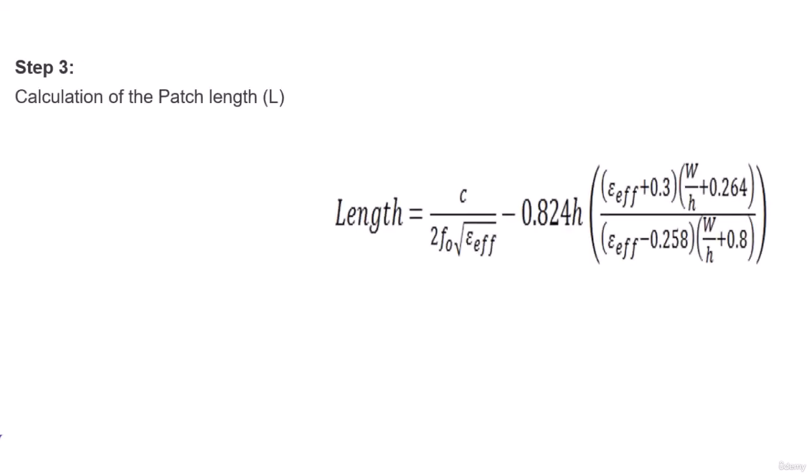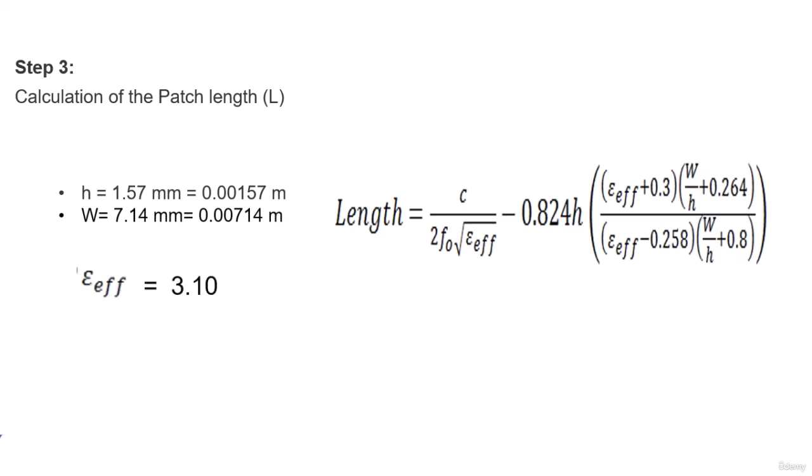In step 3, we will calculate the length of our patch antenna. We will follow this expression. In order to calculate the length, we will substitute the height, which is 0.00157 meter, the height of the dielectric. We will put the width, which is 0.00714 meter, and we will put the effective dielectric value, which is 3.10. We will substitute all these values in this expression, and we will get the value of the length, which is 5.1 millimeter or 0.0051 meter.